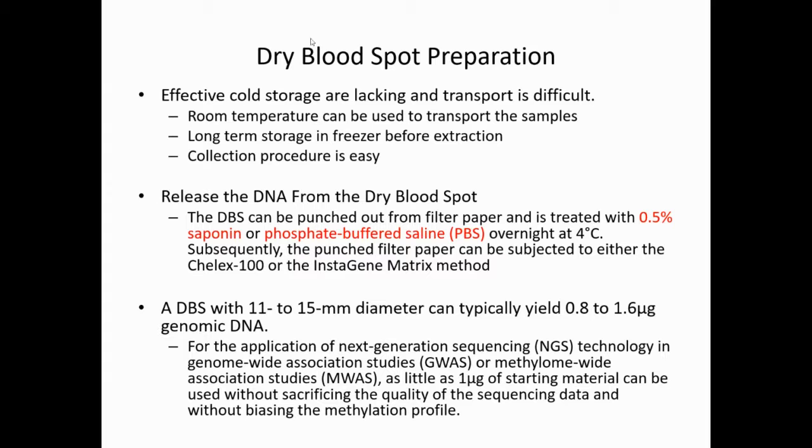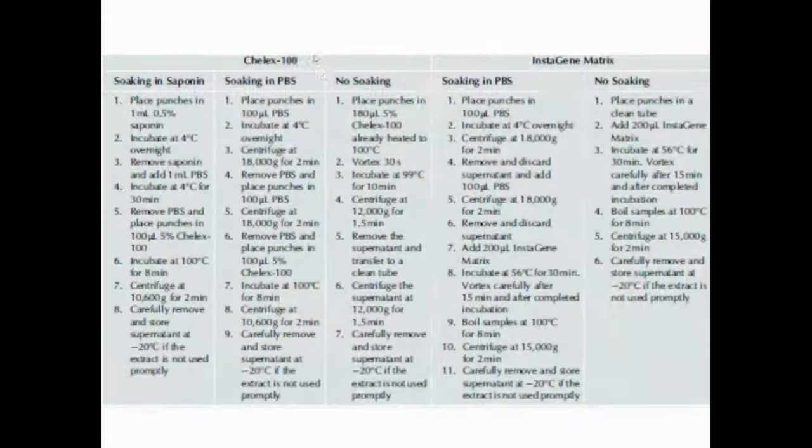So that's the DBS preparation. And here are the two different methods to prepare the DNA released from the dry blood spot. So we have this Chelex 100 or Instagene matrix.